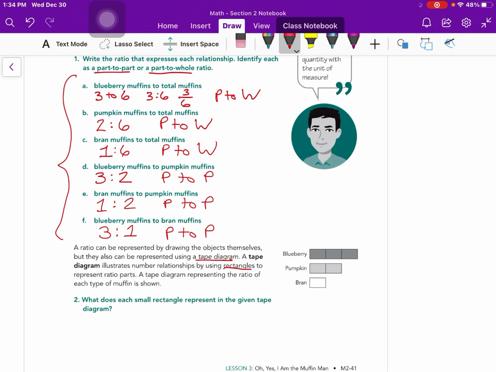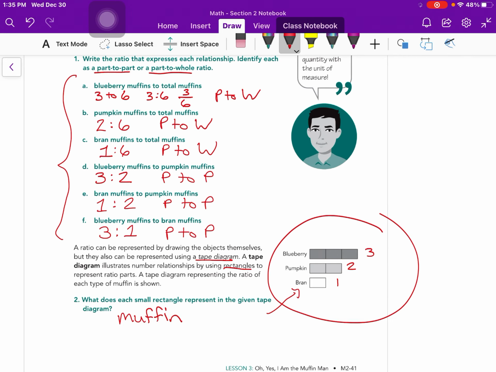Tape diagram representing the ratio of each type of muffin is shown below. So here's our original one: blueberry, pumpkin, bran, because the original said they had 3 blueberry, 2 pumpkin, 1 bran, and if you add them all up, you get a grand total of 6. So yes, this works. What does each small rectangle represent in this? Well, in this particular problem, a rectangle represents a muffin.